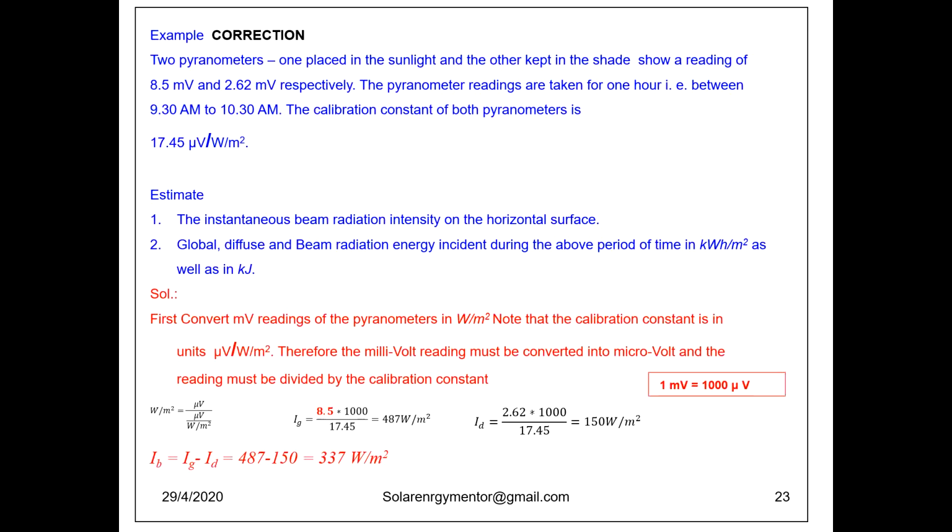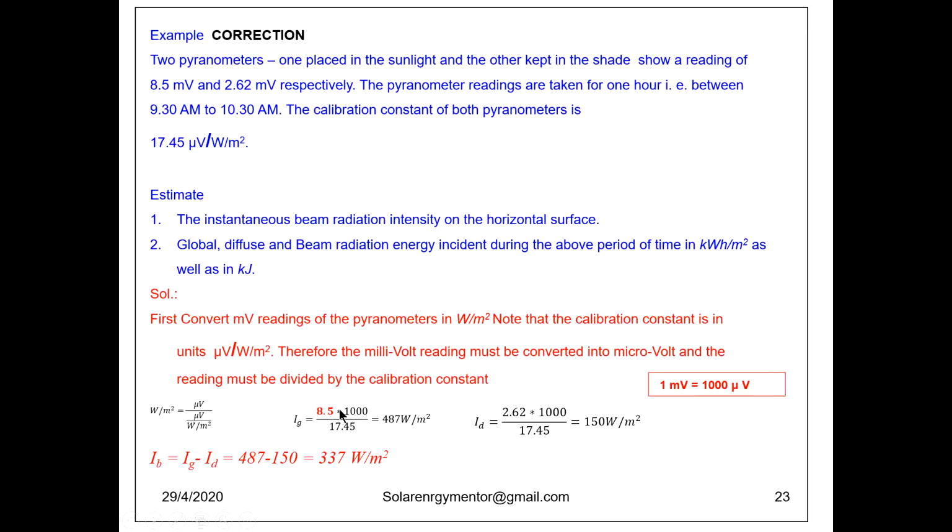In the last presentation, there was one example which we have solved. There were two corrections in that example. In that example, I had written 1 microvolt is equal to 1000 millivolt. It is in a reverse manner. 1 millivolt is equal to 1000 microvolt. So this millivolt has to be converted into microvolt.